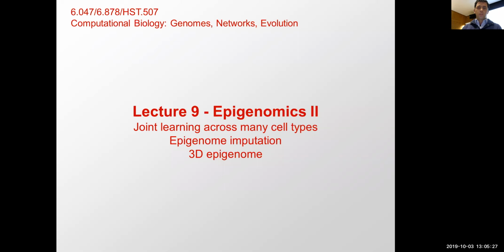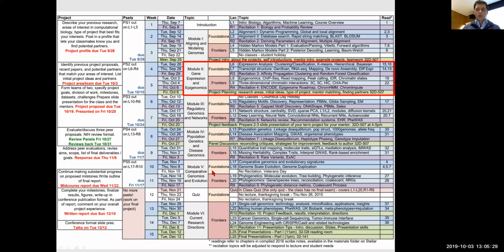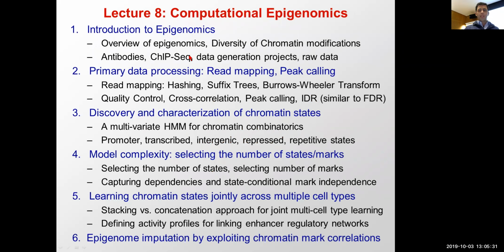So on Tuesday, we talked about an introduction to epigenomics, the overview of epigenomics, antibodies, ChIP-seq, primary data processing, discovering characterization of chromatin states, and how to select the number of states and marks.